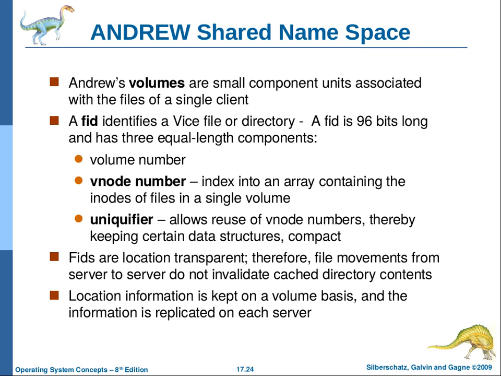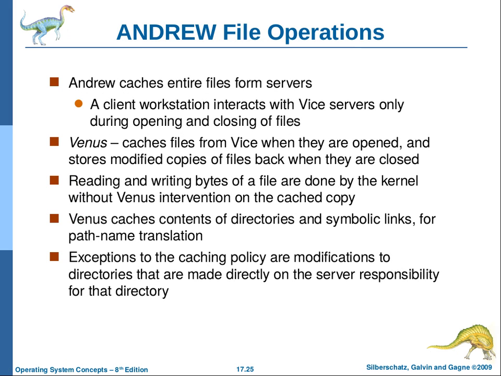Volumes are small component units associated with the files. So it has a file ID, which has the volume number, the vnode number, aka where it is in your inodes, and then, I love this word, the uniquifier, which allows reuse of vnode numbers while keeping certain data. The FID is location transparent, so file movements from server to server do not invalidate the cache. Location information is kept on a volume basis and it's replicated to the servers.